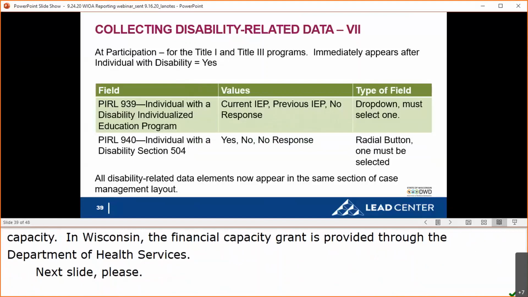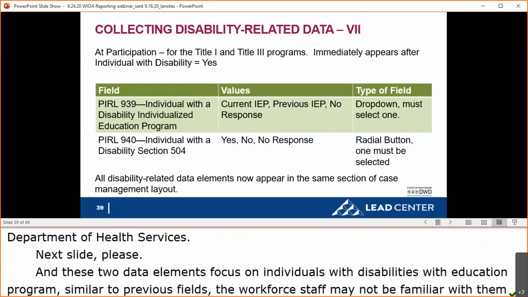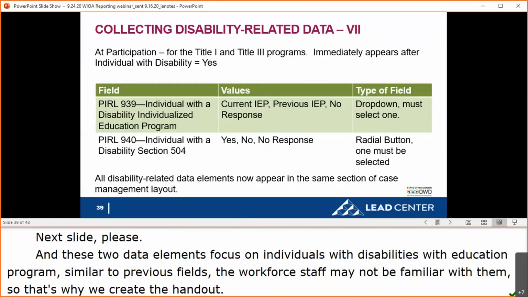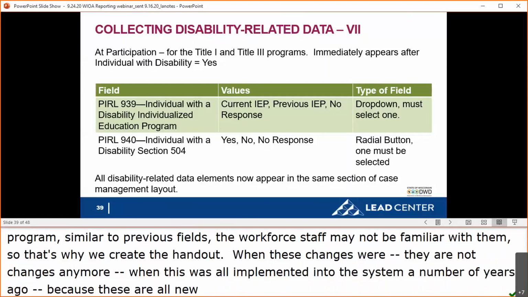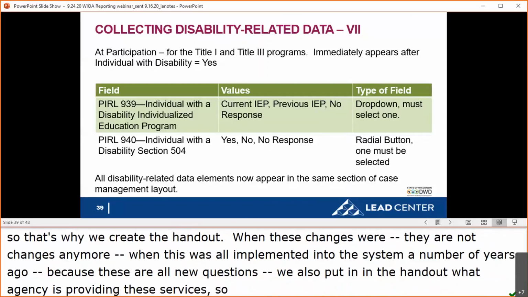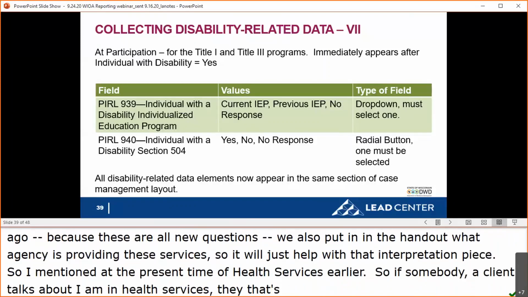These two data elements focus on individuals with disabilities with an education plan, and similar to the other previous fields, the workforce staff may not be familiar with them. That's why we created the handout. When this was all implemented into the system a number of years ago, because these are all new questions, we also put into this handout what agency is providing these services. So it'll just help with that interpretation piece. I mentioned the Department of Health Services earlier. So if a client talks about, I'm in health services, then that helps them identify, well, this could be what you're talking about, if the client doesn't say the exact thing by name. Let's go to the next slide, please.